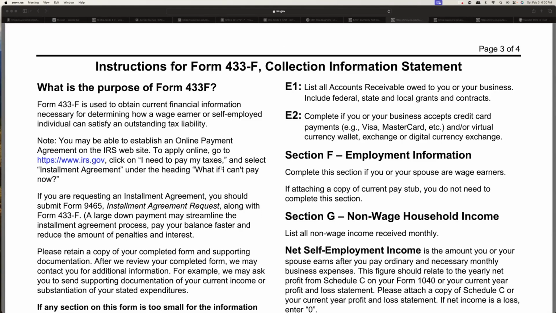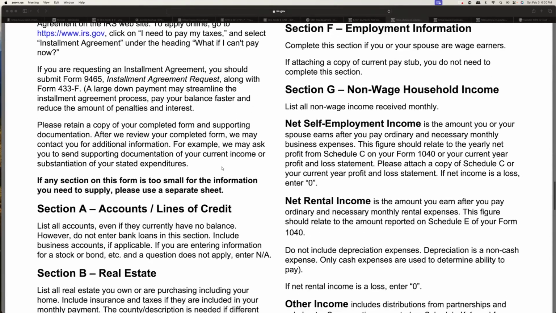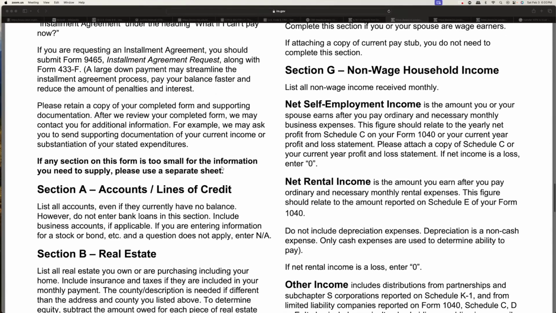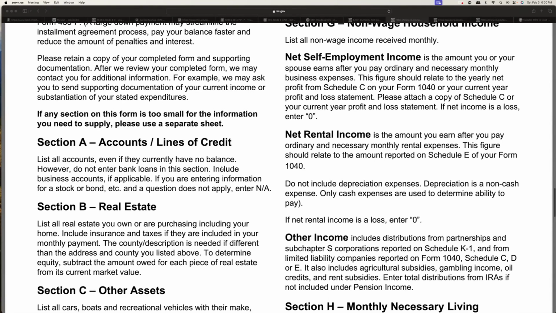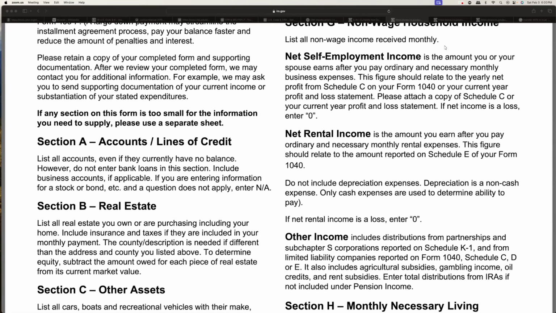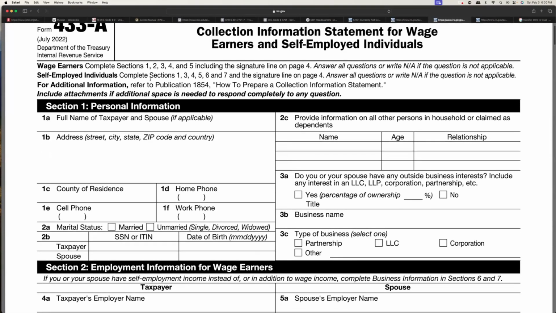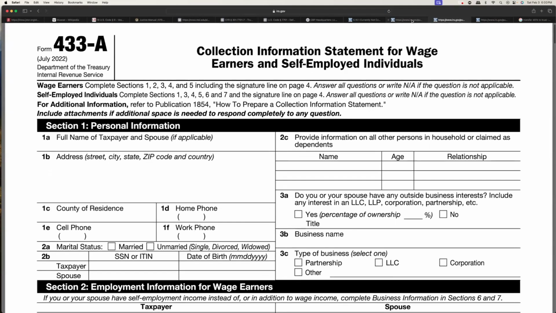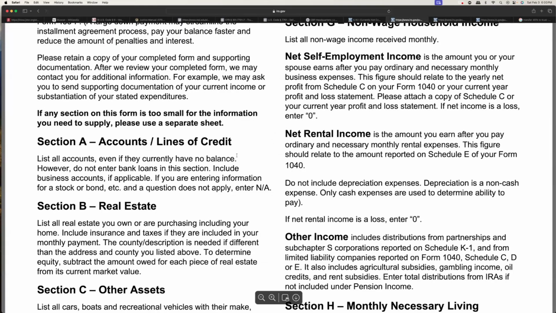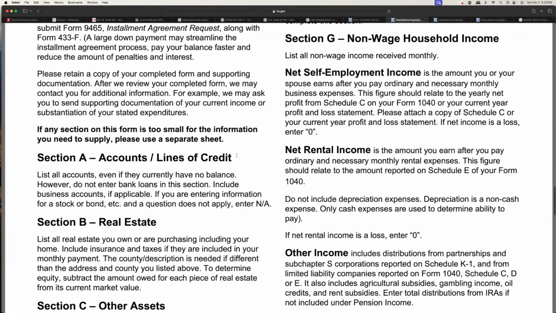So here in the instructions, they give you a breakdown of what to do. This form is generally used for a wage earner or a self-employed individual. You can look at the additional forms such as 433A. Okay. But for now, let's go over the 433F for right now.